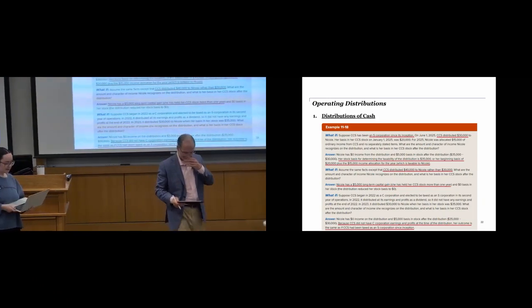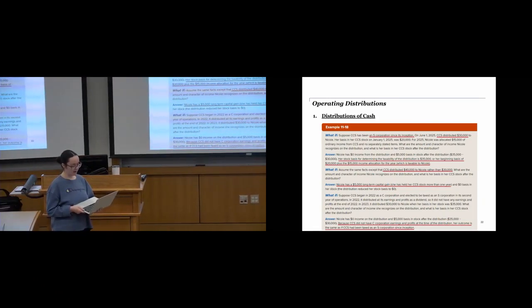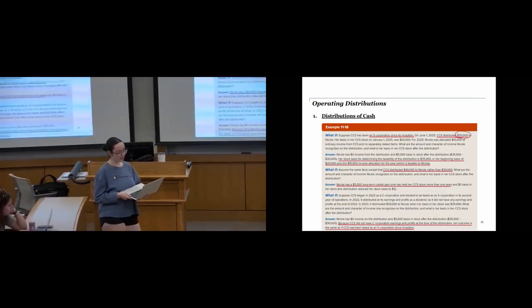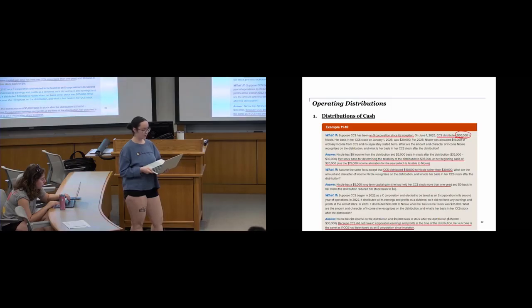Suppose CCS has been an S corporation since its inception. On June 1st, 2025, CCS distributed $30,000 to Nicole. Her basis in the CCS stock on January 1st, 2025 was $20,000. For 2025, Nicole was allocated $15,000 of ordinary income and no separately stated items. What are the amount and character of income Nicole recognizes on the distribution, and what is her basis in CCS stock after the distribution? Nicole has $0 of income from the distribution and a $5,000 basis in stock after the distribution.